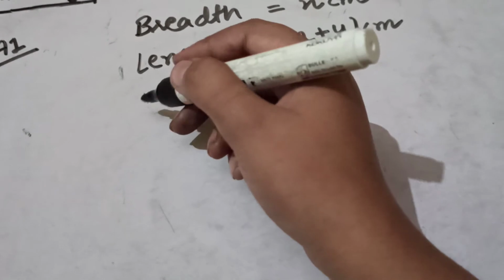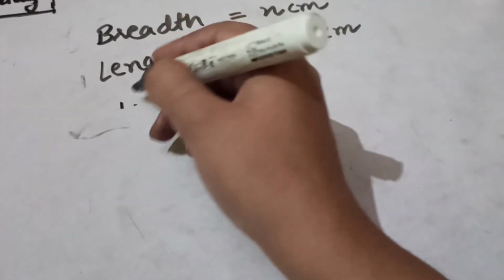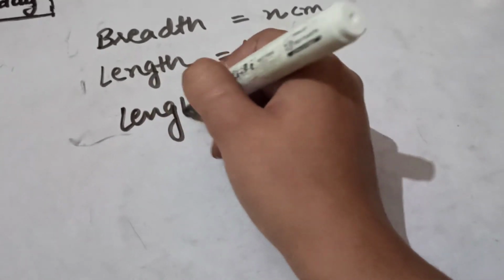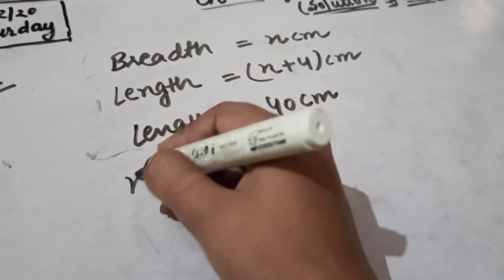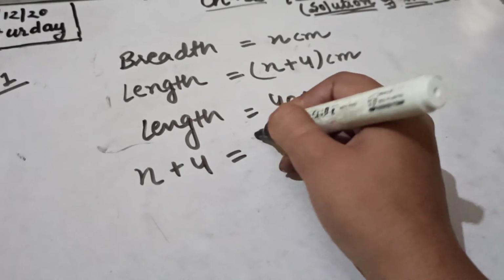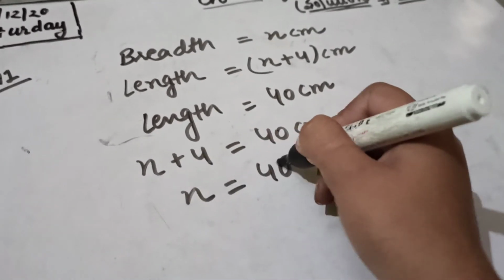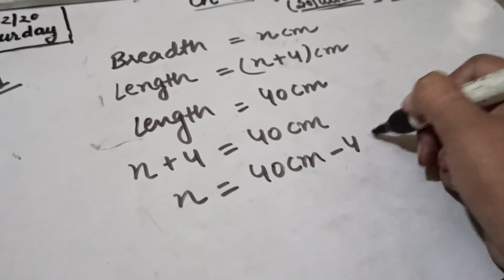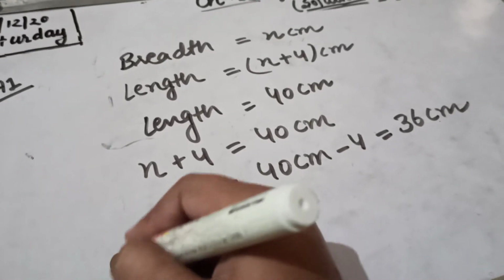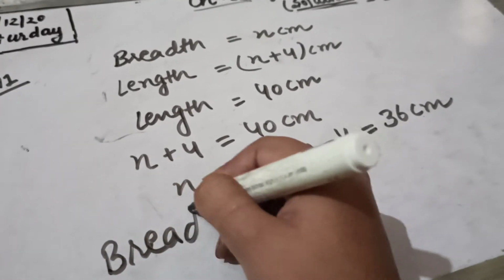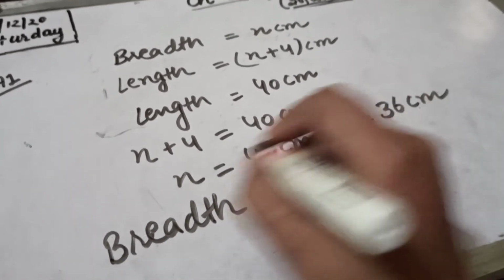Now, if the length of the rectangle is 40 centimeter, now length equals 40 centimeter. So according to the equation, x plus 4 equals 40 centimeter. So x equals 40 centimeter minus 4, which equals 36 centimeter, right? So breadth equals 36 centimeter. Clear?